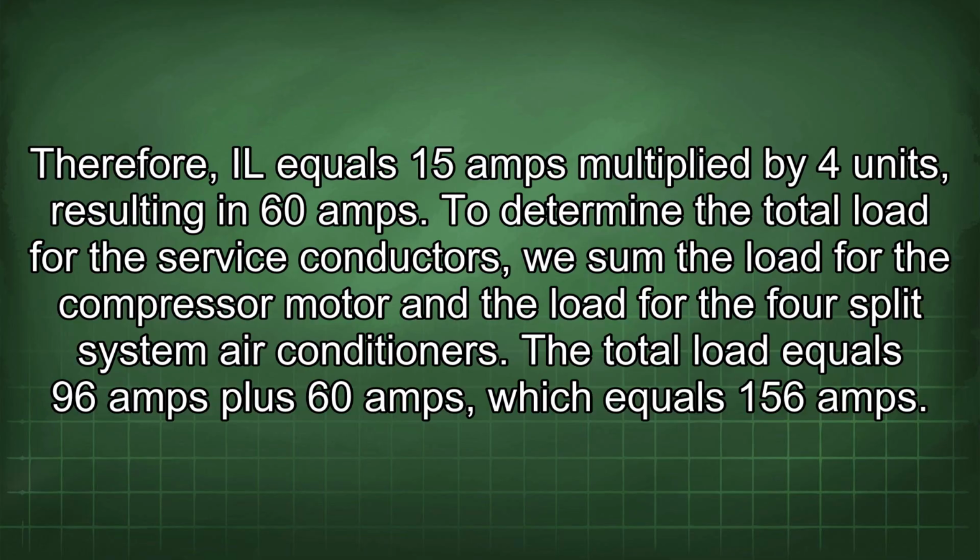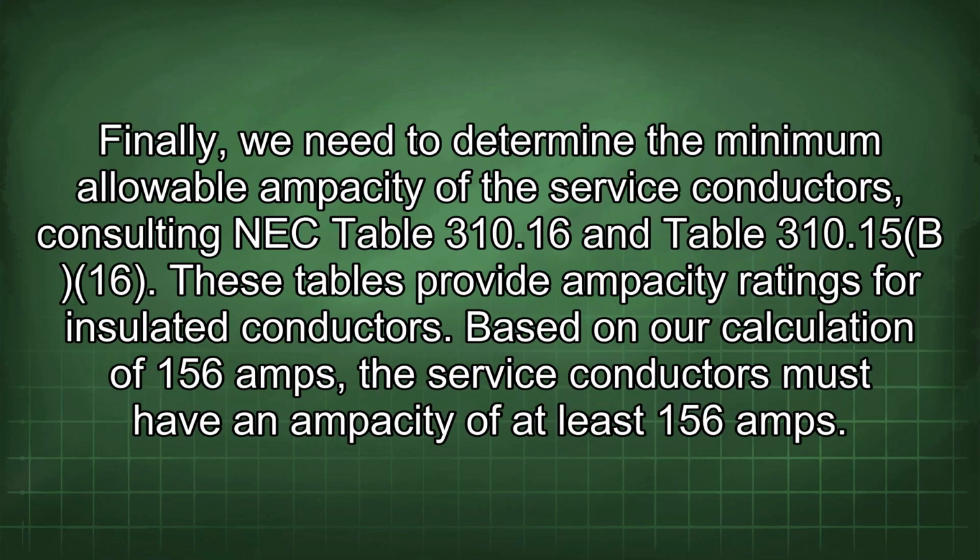To determine the total load for the service conductors, we sum the load for the compressor motor and the load for the 4 split system air conditioners. The total load equals 96 amps plus 60 amps, which equals 156 amps. Finally, we need to determine the minimum allowable ampacity of the service conductors, consulting NEC Table 310.16 and Table 310.15(B)(16). These tables provide ampacity ratings for insulated conductors. Based on our calculation of 156 amps, the service conductors must have an ampacity of at least 156 amps.